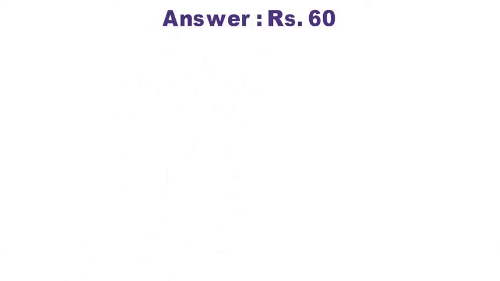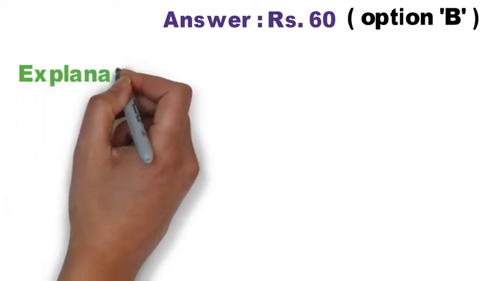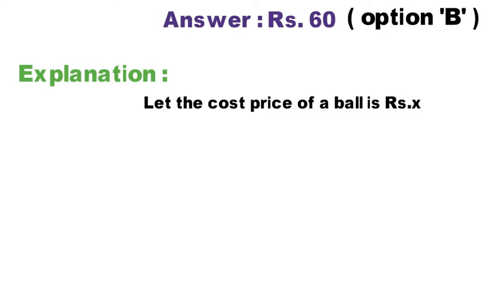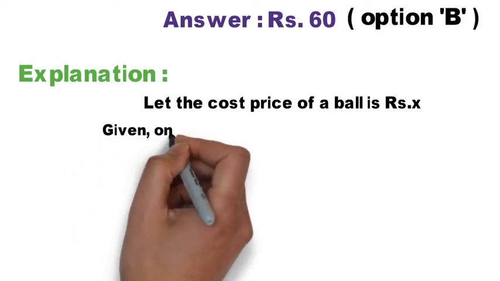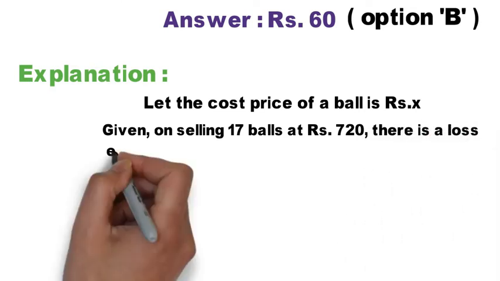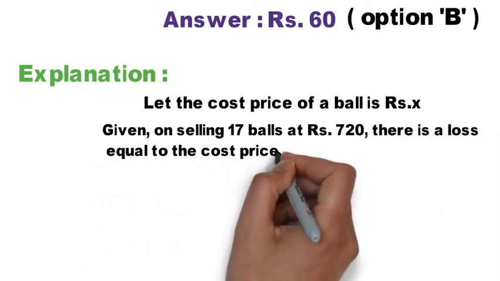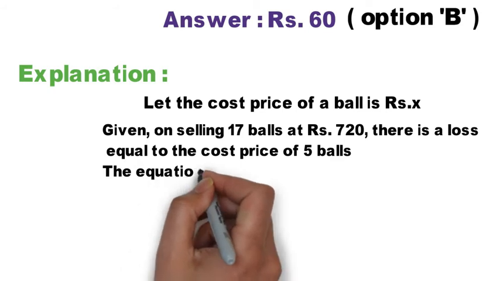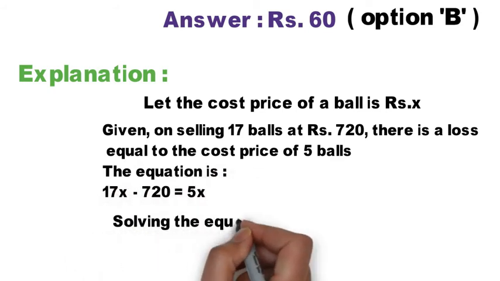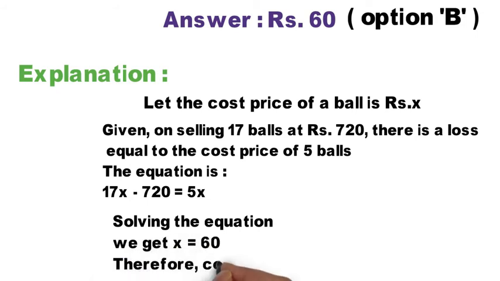Answer, 60 rupees. Explanation. Let the cost price of a ball be x rupees. Given, on selling 17 balls at 720 rupees, there is a loss equal to the cost price of 5 balls. The equation is 17x - 720 = 5x. Solving the equation, we get x = 60. Therefore, the cost price of a ball is 60 rupees.